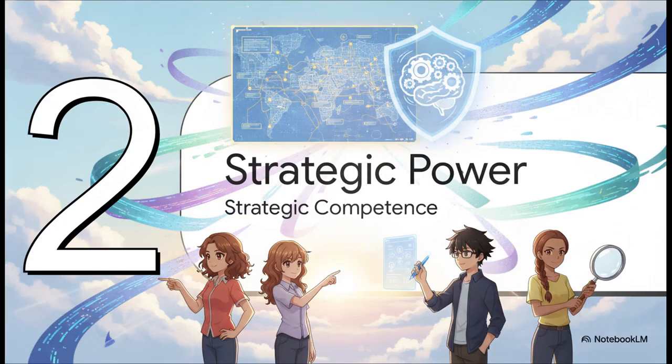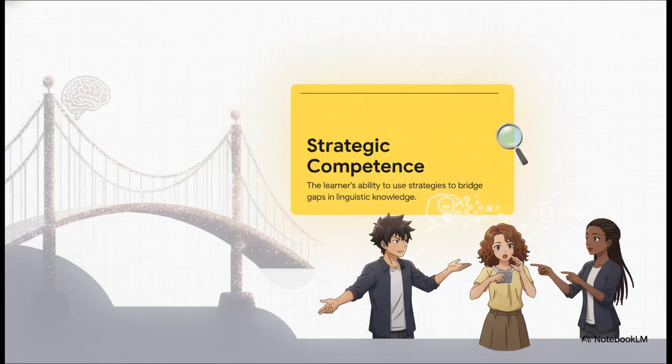Moving into part 2, the power of strategic competence. Now that we know where it lives, let's zoom in on what makes this specific skill so incredibly powerful. The absolutely crucial point to understand here is that strategic competence acts as your mental bridge. When you're talking and you suddenly lack the right vocabulary or the grammar to express a thought, this competence kicks in. It's your ability to use verbal strategies, like trying to describe the word you can't remember, or nonverbal strategies, like wildly miming or gesturing, to bridge that gap and just keep the conversation alive.